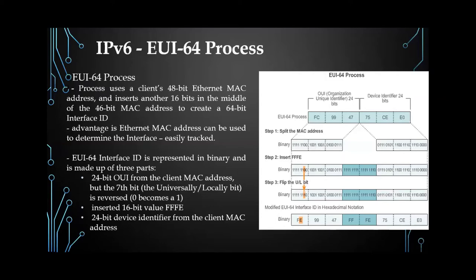So what we do in the EUI process is that we divide the 48 bits into two chunks, 24 bits and 24 bits, and we convert it into binary. You know, these are also hexadecimal. Let me open a highlighter, laser pointer. Okay, we divide the 48 bits into two chunks, 24 and 24.